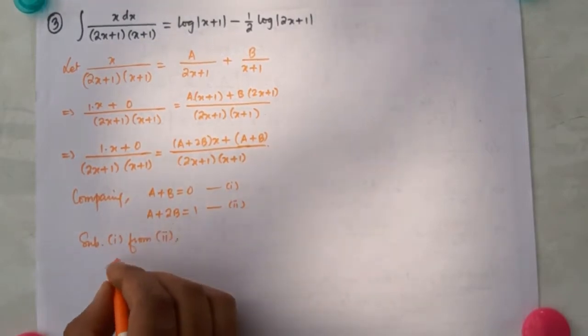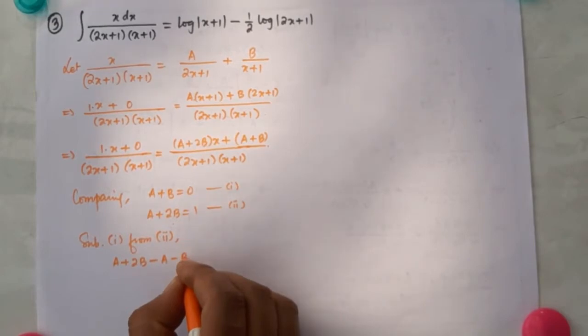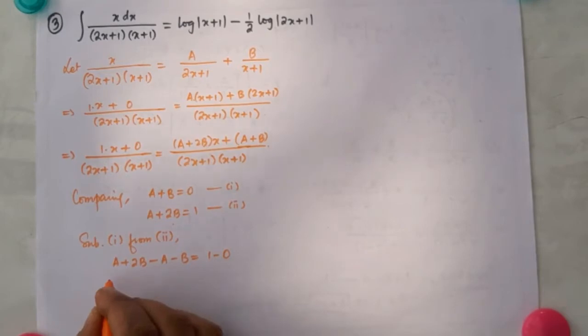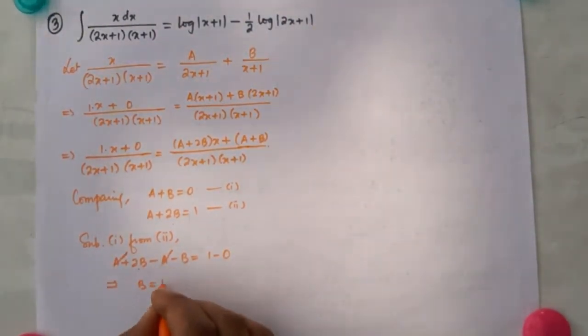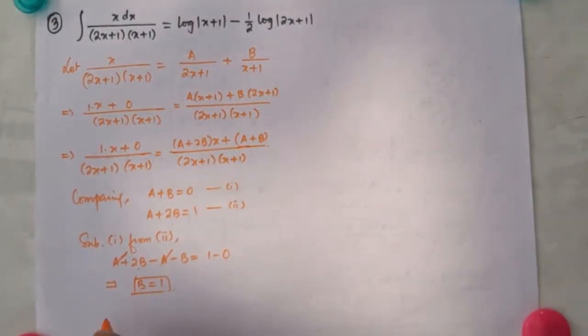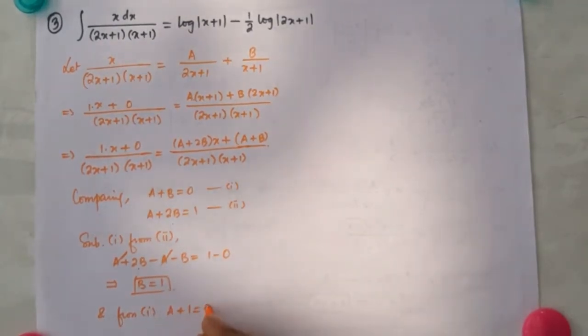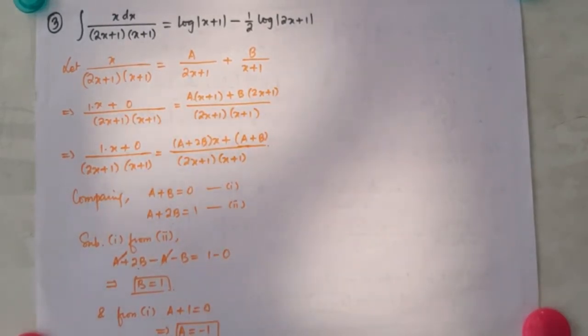So first is a plus 2b, and you have to subtract a plus b, and when you subtract this becomes minus. So on the right hand side we have 1 minus 0, so a and a get cancelled, isn't it? So 2b minus b is b, so this turns out to be 1. So the value of b is 1, and from 1, a plus b is how much? a plus 1 is equal to 0, isn't it? That is, the value of a turns out to be minus 1. Okay, so this is my value for a here.